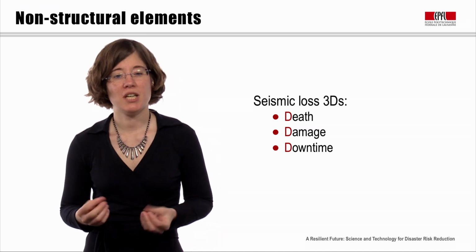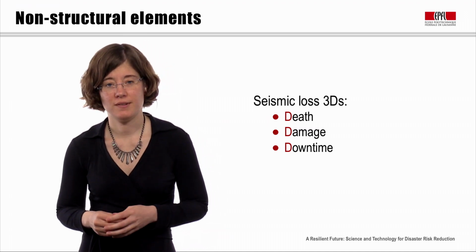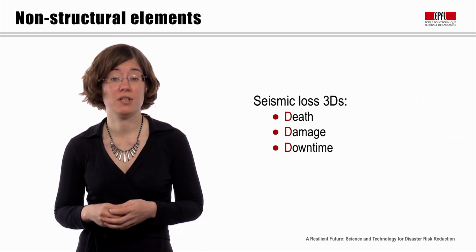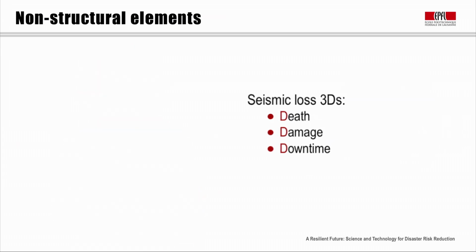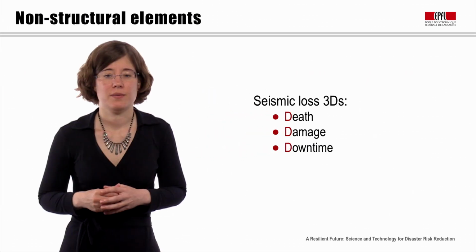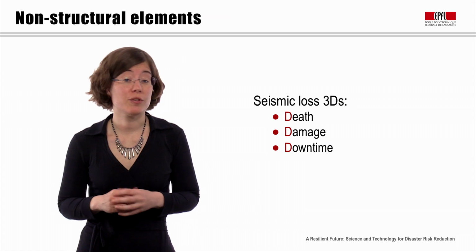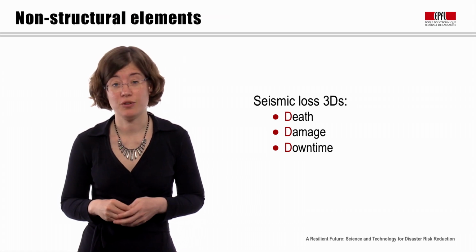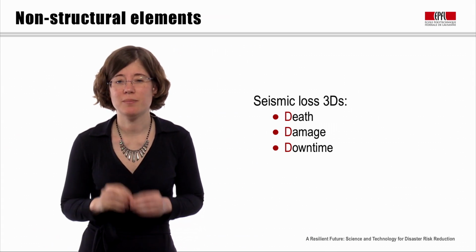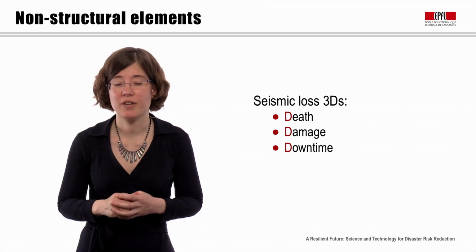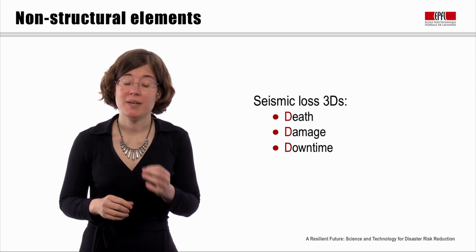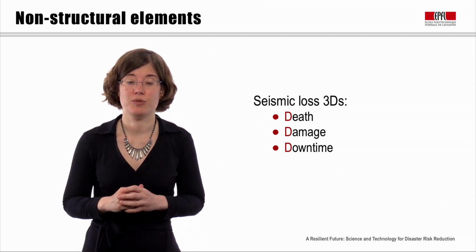So far we have talked about how earthquakes can damage structural systems. But the financial loss due to an earthquake has more components to it. We call these the 3 Ds: death, damage, and downtime. The downtime is the loss caused when businesses are out of operation after an earthquake. Our primary goal of seismic engineering is, of course, to minimize the number of deaths, so the number of casualties and injured people after an earthquake. But minimizing damage and downtime is also important.